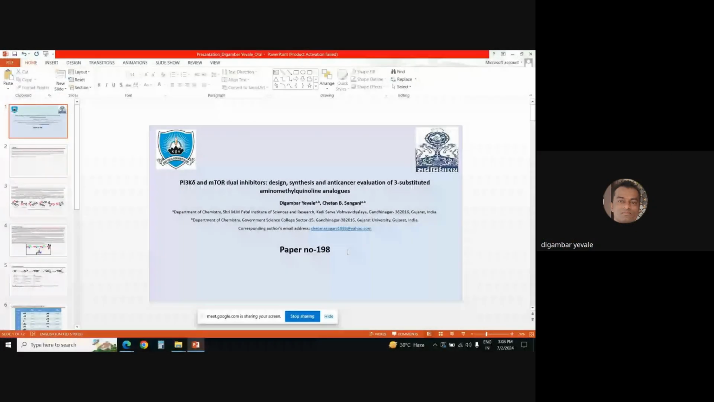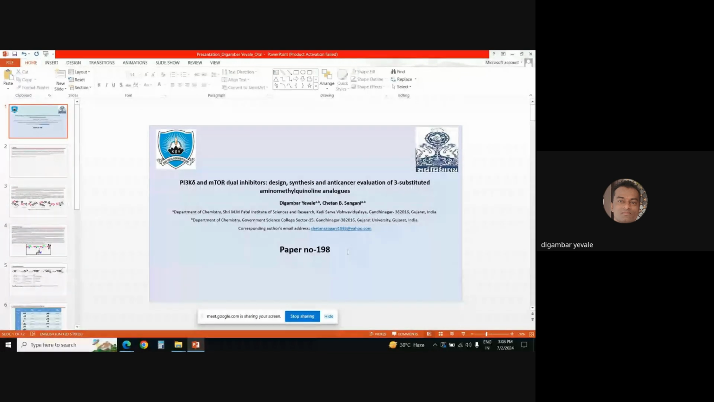Okay. So good afternoon all. Myself Digambar Yevale. I am working as a senior scientific manager in one of the leading CROs, Origin Life Science Limited at Hyderabad. Here I have a team of 26 scientists working in the drug discovery department. I am pursuing my PhD from Kadi University, Gandhinagar.